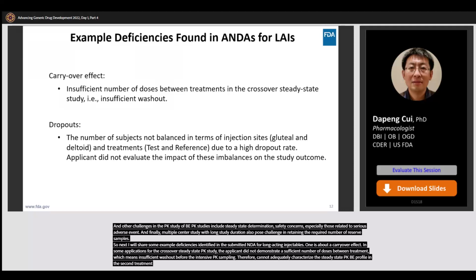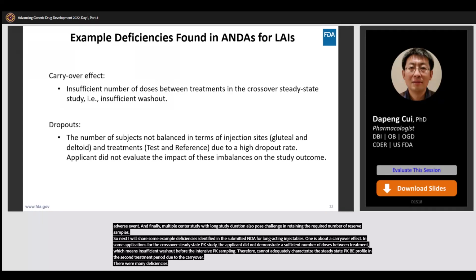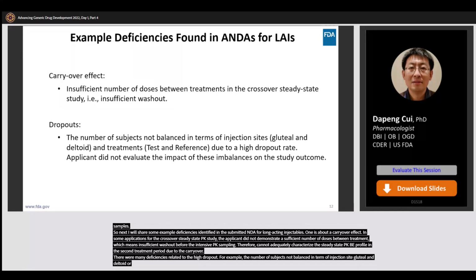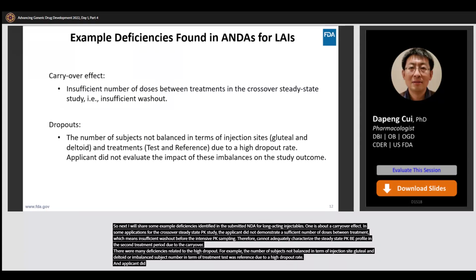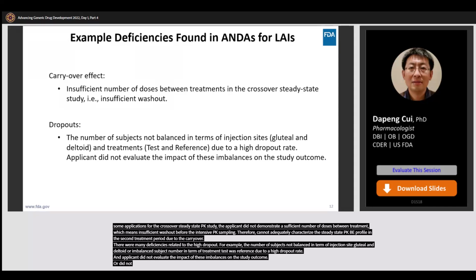There were many deficiencies related to the high dropout. For example, the number of subjects was not balanced in terms of injection site, gluteal and deltoid, or the subject number was imbalanced in terms of treatment, test versus reference, due to a high dropout rate. And the applicant did not evaluate the impact of this imbalance on the study outcome, or did not pre-specify how to evaluate this imbalance in the study protocol.